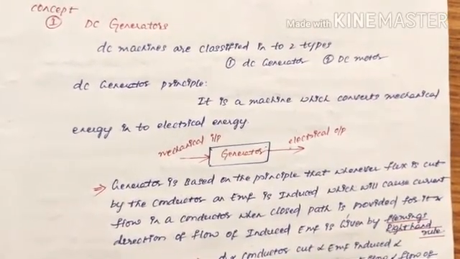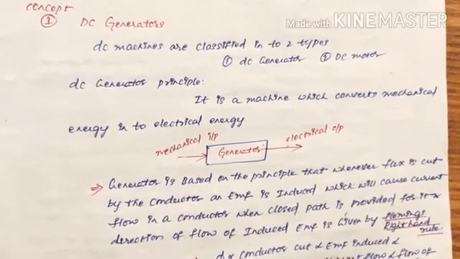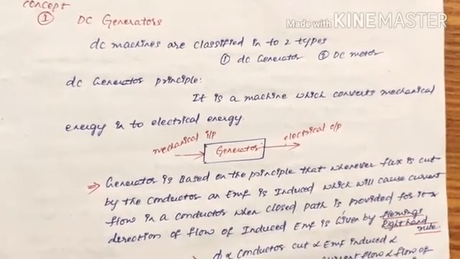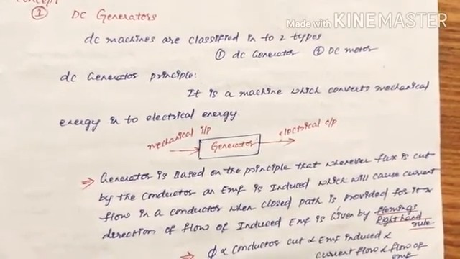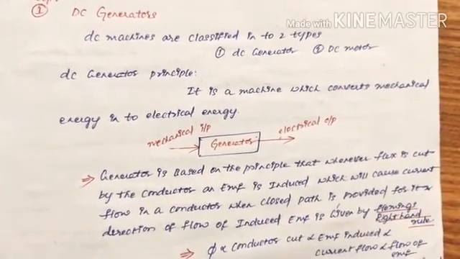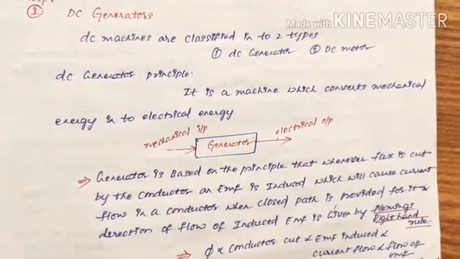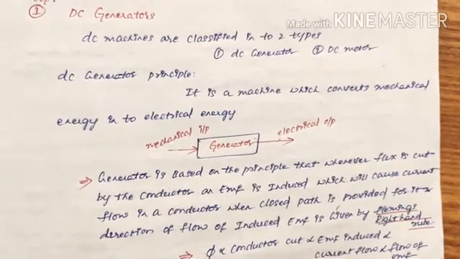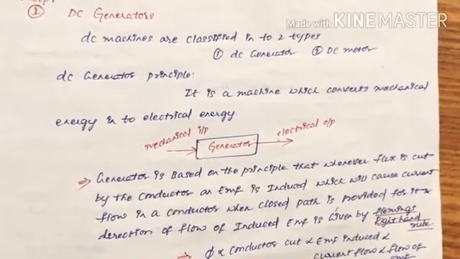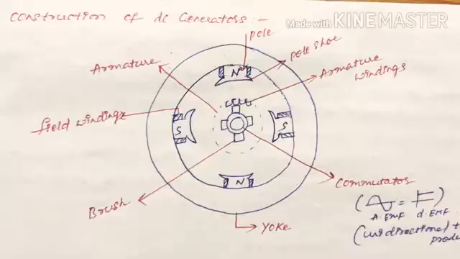Whenever the conductor cuts the flux, EMF gets induced. EMF results in current flow in a conductor when a closed loop is created. In order to know the direction of the induced EMF, we have to use Fleming's right hand rule. That's it. Then we have to look at the construction of a DC generator.